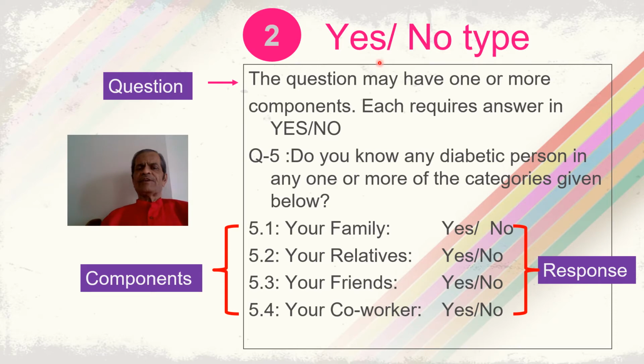So the basic essential thing in this type of question is that the response has to be yes or no. There could be more than one components, but that is not an essential criteria for yes no question. The essential criteria is that the response has to be in the form of yes or no.